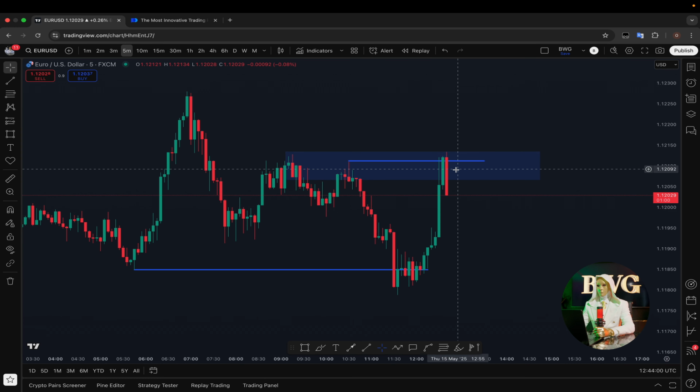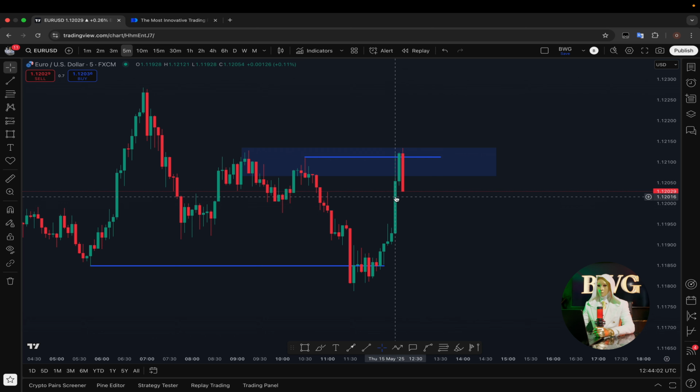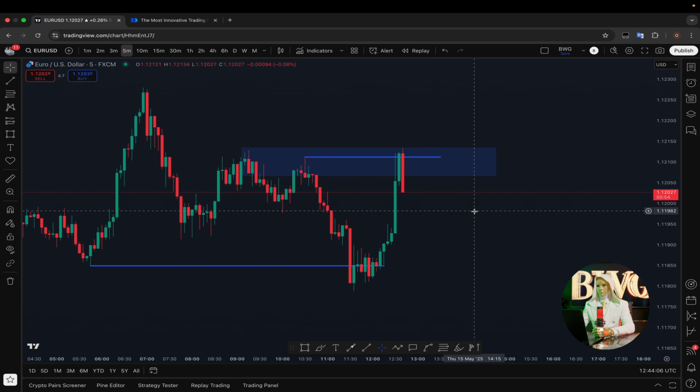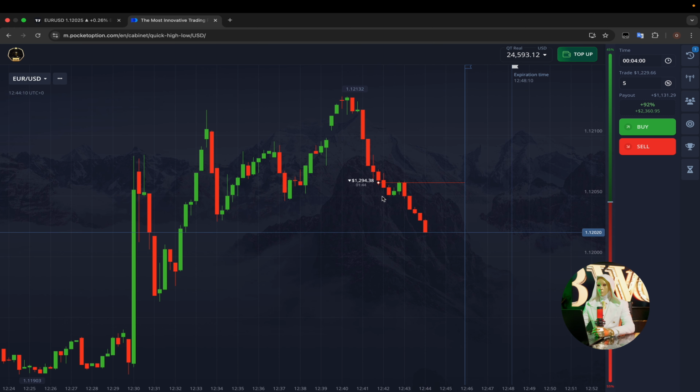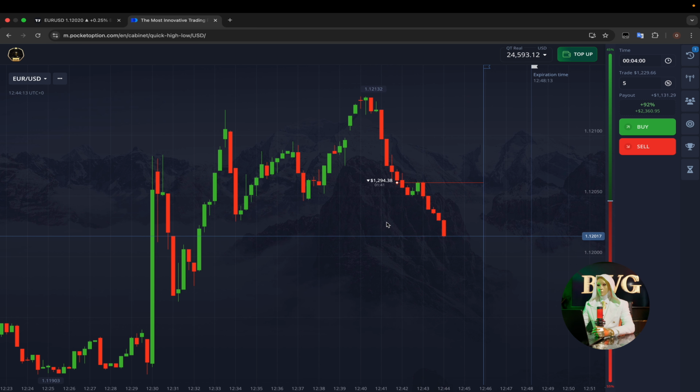The resistance zone showed itself just fine. Sorry, not the resistance zone, the support zone in the short direction showed itself just great. Well, we have to wait and see how this position ends. Here we still have 1 minute and 40 seconds.